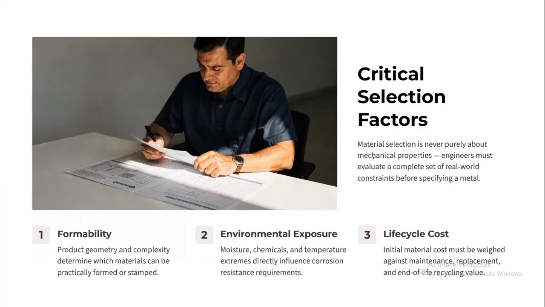Now, what are the important factors affecting the selection? The first one, for the sheet metal process or operation, we check the formability. What is formability? Product geometry and complexity determine which material can be practically formed or stamped. The next one is environmental exposure, how the material acts based upon the environment. Moisture, chemicals and temperature extremes directly influence the corrosion resistance requirements. The third one is life cycle cost. Initial material cost must be weighed against maintenance, replacement and end of life recycling value.